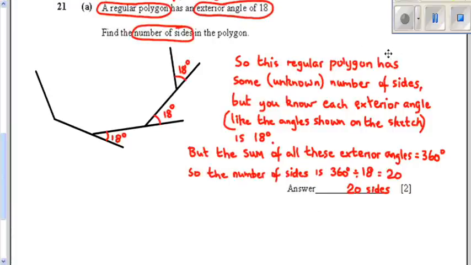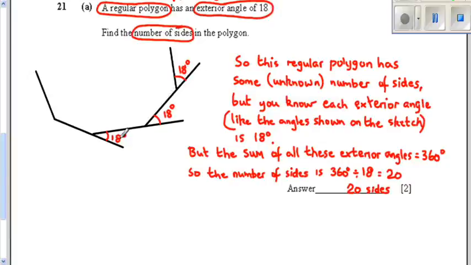Okay, 21a, we're given that it's a regular polygon, and we're told that the exterior angle is 18, and we have to find out the number of sides in the polygon. I've just drawn an imaginary regular polygon here. We don't know how many sides it is, but if you can imagine, the sides go round like this. There could be 10, 20, 30 sides. We don't know yet. But what we do know is that each of those exterior angles is equal to 18 degrees.